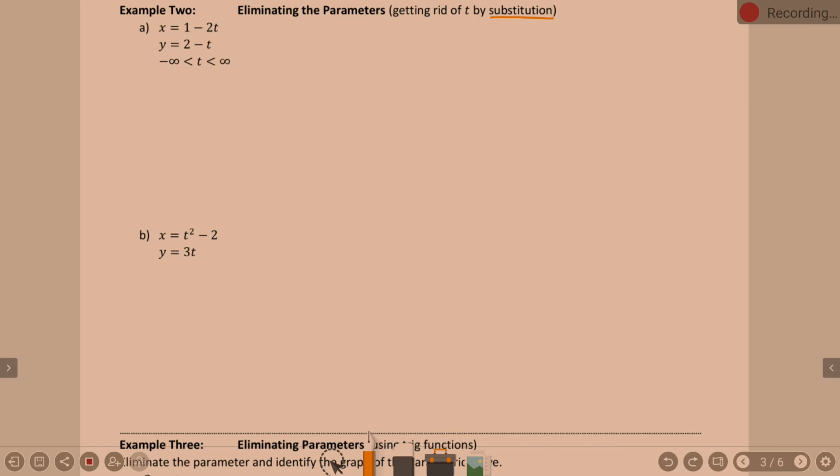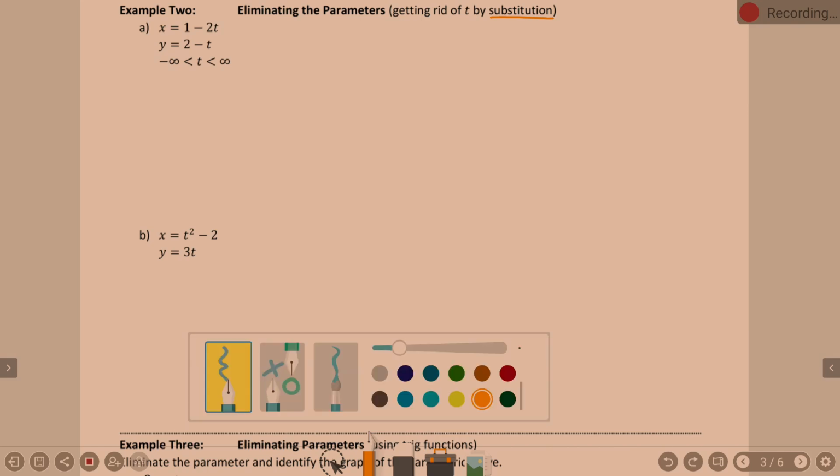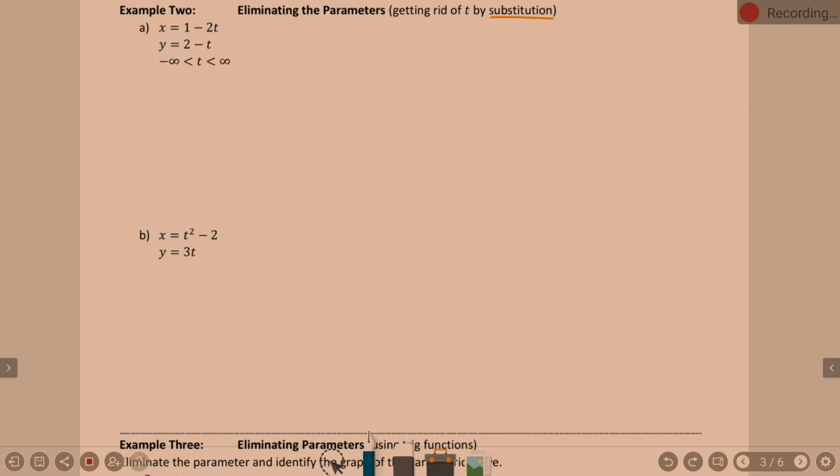Which one do you guys want to solve for t? The y equals? That's what I would pick. So I'm going to write my note up here: pick an equation to solve for t. Okay, that's kind of my step one.